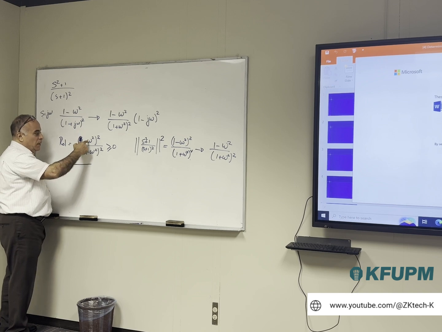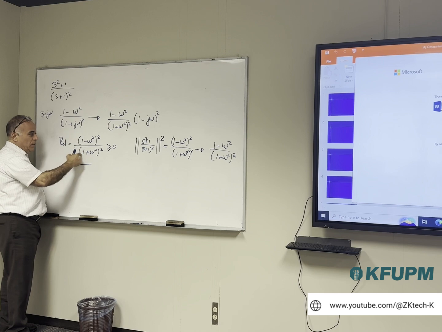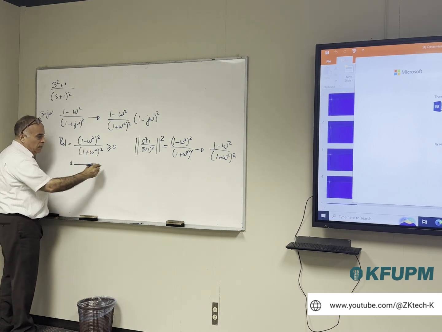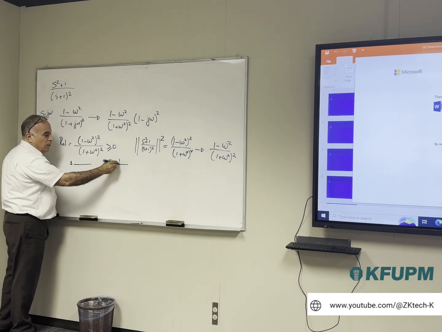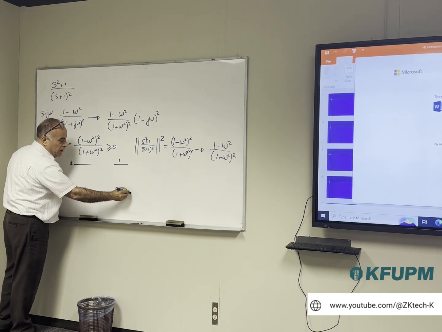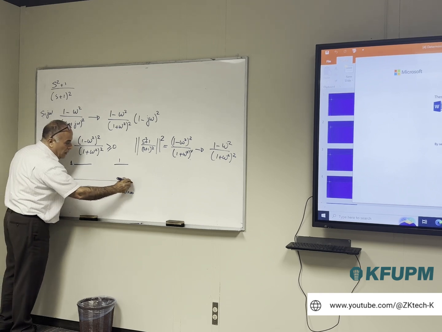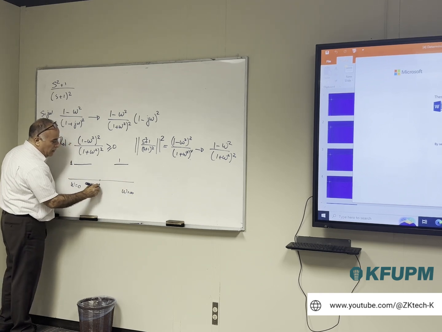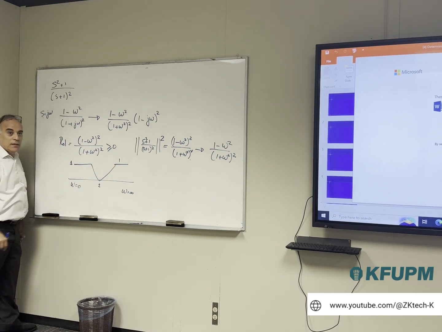And then when omega goes to infinity, it's the same thing. You look at the highest order terms, so 1 over 1, and then it will go also to 1 again. So this is when omega equal to infinity, and this is when omega is close to 0. And then at omega equal to 1, it will be 0. So maybe something like this.